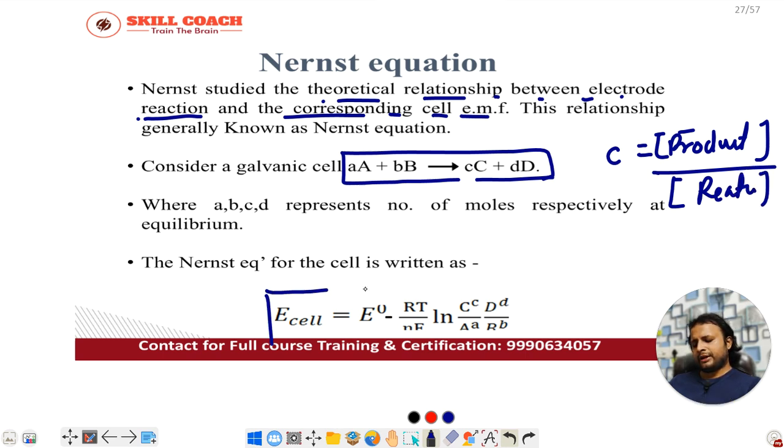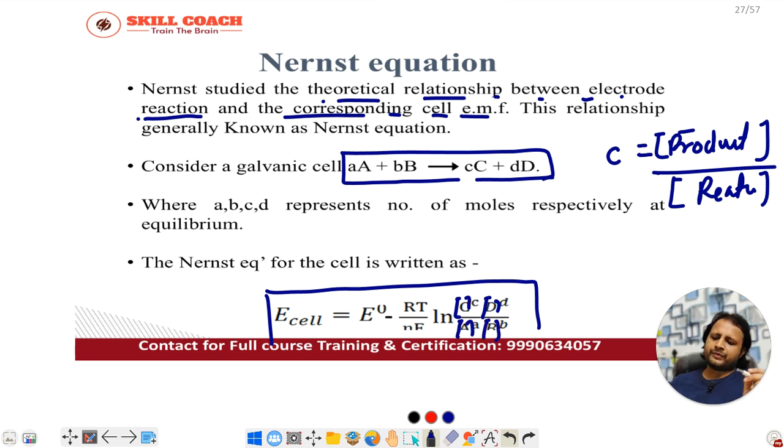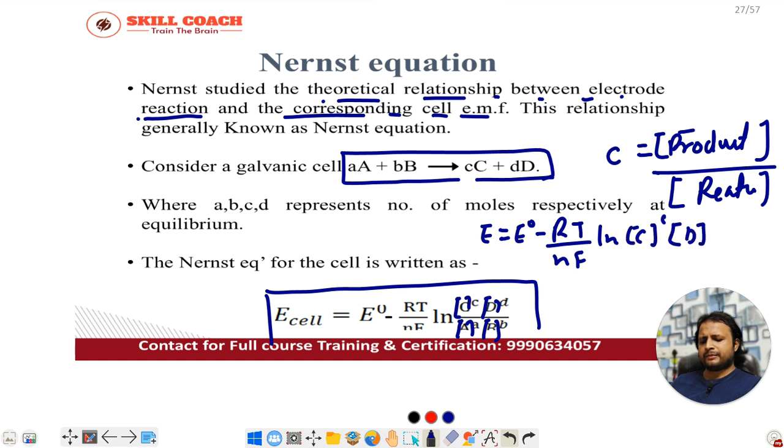So Nernst derived what? E cell is E naught cell minus RT by nF, ln of C power c, D power d divided by A power a and B power b. Simply like this: E is equal to E naught minus RT by nF ln of c power c, d power d divided by a power a and b power b. This is what the Nernst equation is.